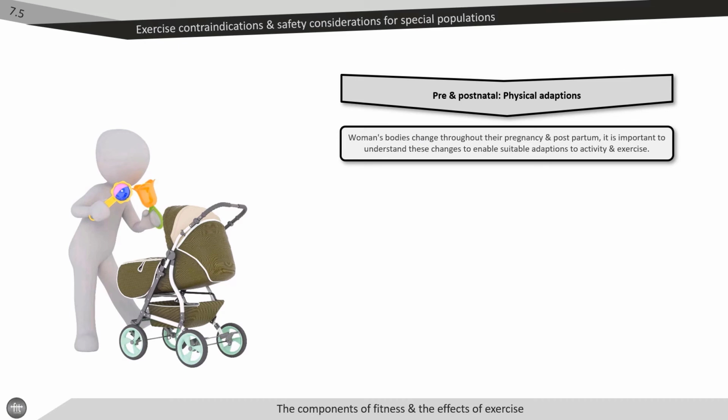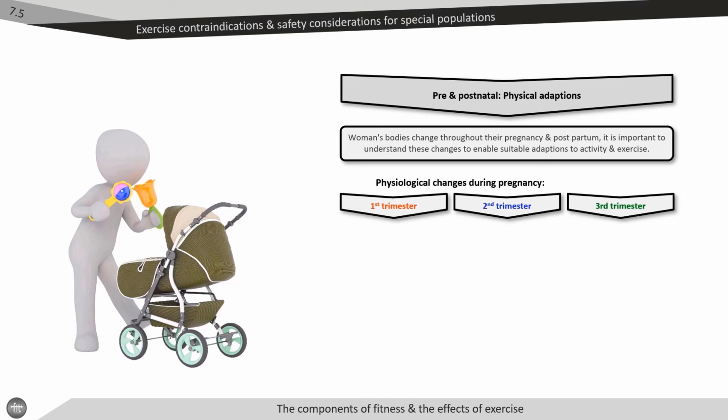Women's bodies change throughout their pregnancy and postpartum, with the general effects of pregnancy including an increase in heart rate, stroke volume, cardiac output, and respiration rate. There are also specific changes which occur in women during the different trimesters of pregnancy. It is important to understand these changes to enable suitable adaptations to both activity and exercise. We look at some of these changes now in respect to the first, second, and third trimesters.